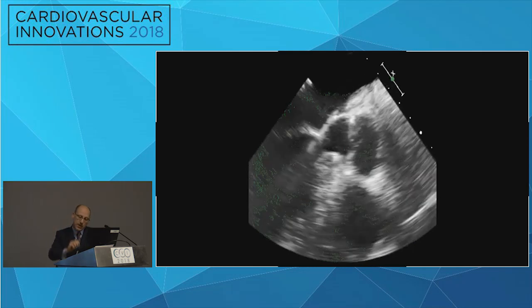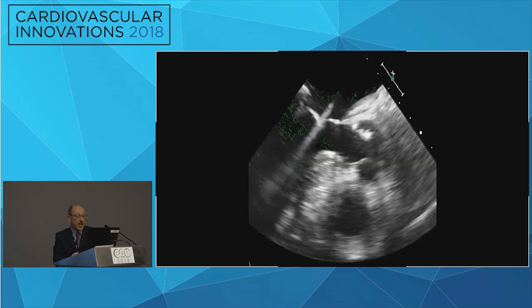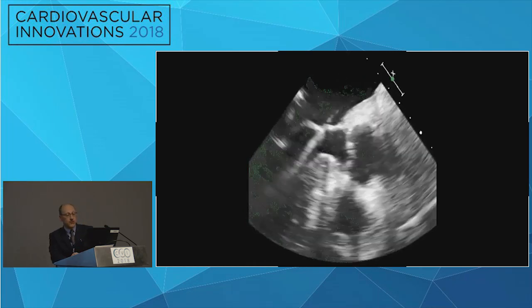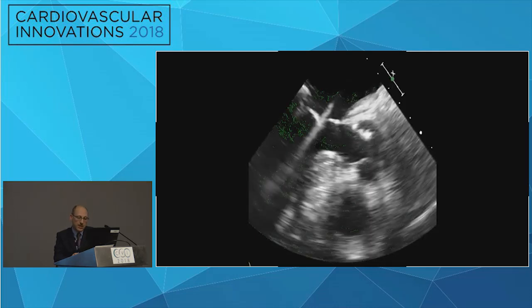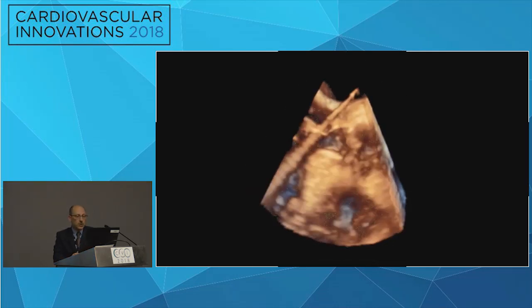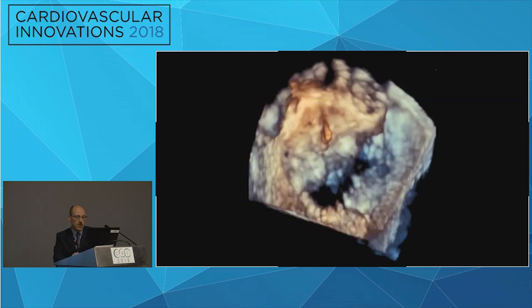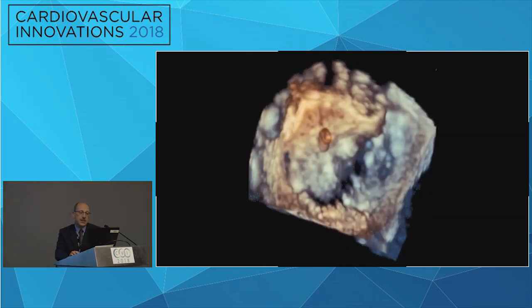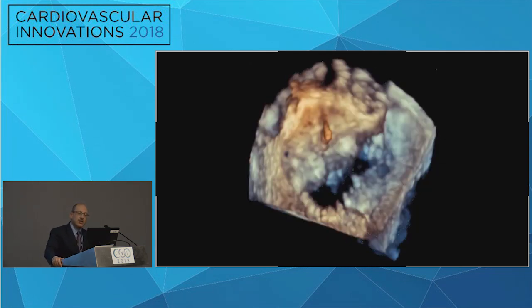rather than going blindly. This is clearly a very TEE-guided approach, and we've actually used a surface probe on the heart itself through the transapical approach. This is what it looks like on 3D. You can see the needle across the anterior mitral leaflet. This is the TEE 3D. This is a surgeon's view, and you can see that the needle actually is in the middle of the A2 position of the anterior mitral leaflet.